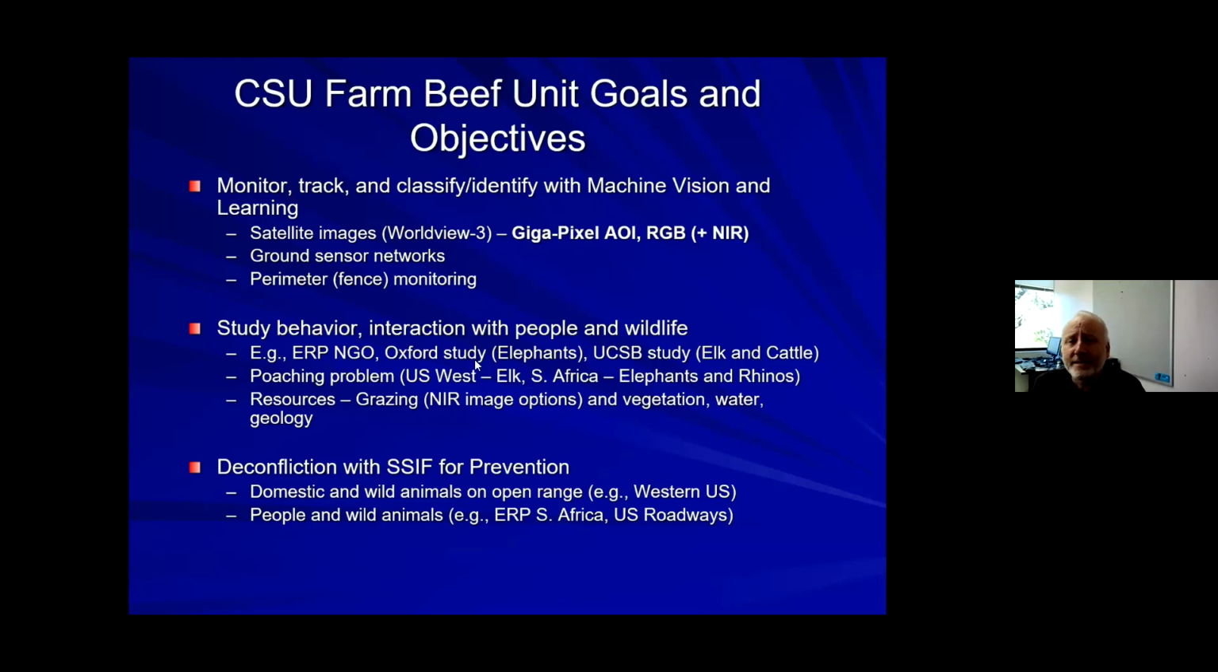So where do you guys come in? Well, we think we could help monitor, track, classify, and identify with machine vision using the satellite images. They're gigapixel areas of interest. They have color, they have NIR, which might be more interesting to you, so you can determine things about vegetation. They don't have long wave. Long wave, in my experience, is how you find out the most about soil moisture, but they have NIR. So they have 8 bands, 3 of them the standard visible color bands, and 5 in the NIR.